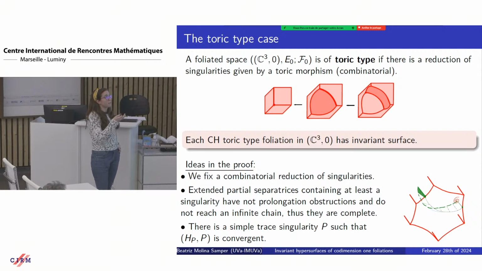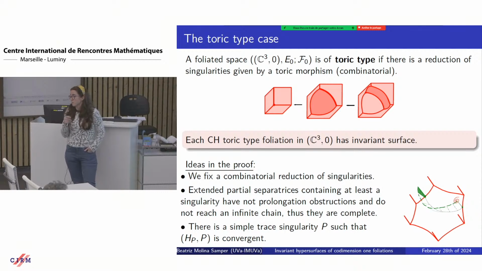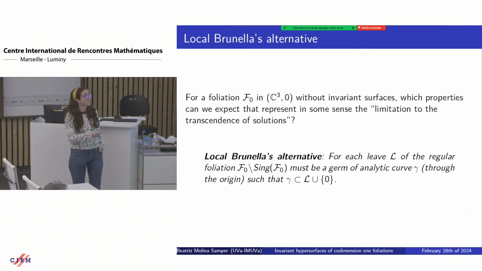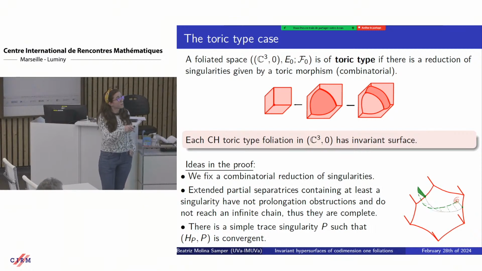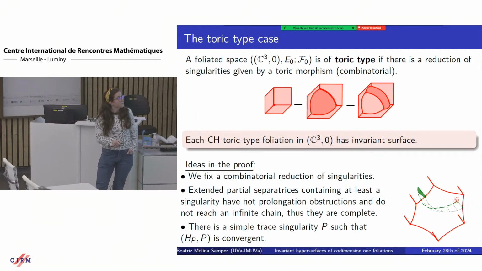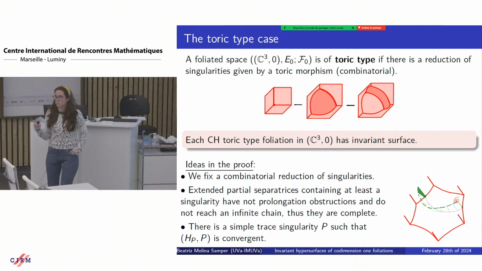And what we prove is that in dimension 3, for these foliations, we have an invariant surface. The idea is that we fix a combinatorial reduction of singularities, done with this kind of blowing ups. And what we see is that the extended partial separatrixes that we find have these prolongation obstructions. Because the dicritical components that we find are all toric surfaces, and the foliations that we are considering have some algebraic curves that are the ones that we need.